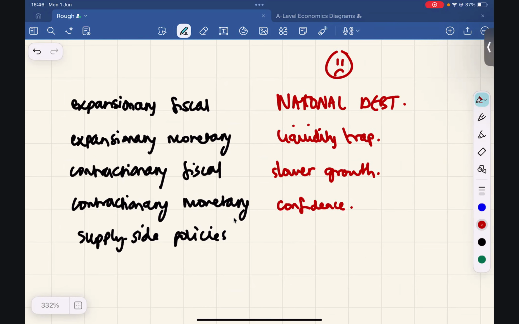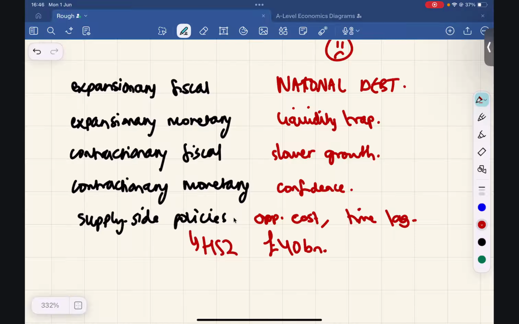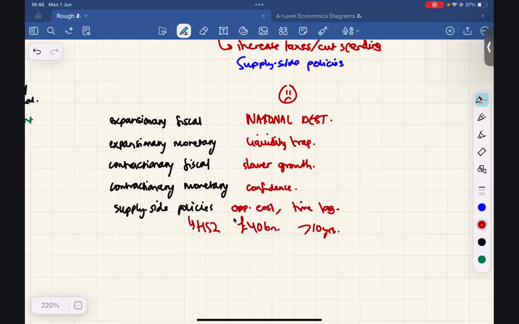The downside of supply side policies, I should have actually gone through the types first, but the downsides are almost always opportunity cost and time lag. The clear example is HS2. HS2 has a cost so far of £40 billion, and the time lag is running and running and running. It's still not done, so it's more than 10 years. They're not going to complete it in full anyway, but the point is that's a good example.